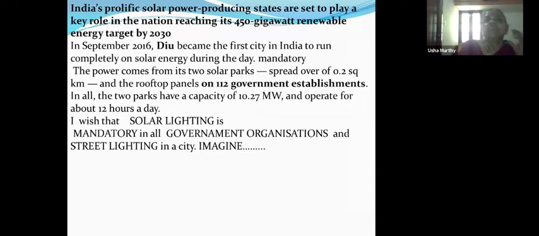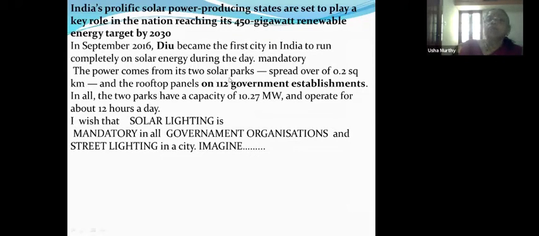Of course, coming to India, it's in the race. There are a lot of things being attempted in our country also. Every state is aiming at tapping solar energy. In 2016, Diu became the first state in the country to run completely on solar energy during the day. It is mandatory in that particular place.